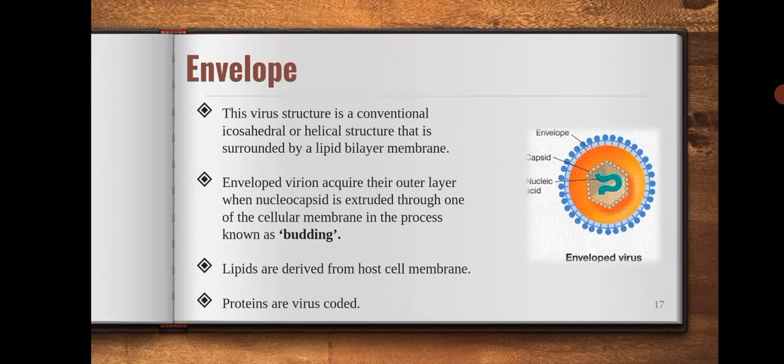Envelope. This virus structure is a conventional icosahedral or helical structure that is surrounded by a lipid bilayer membrane. Enveloped virions acquire their outer layer when the nucleocapsid is extruded through one of the cellular membranes in a process known as budding. Lipids are derived from the host cell membrane and proteins are virus coded.